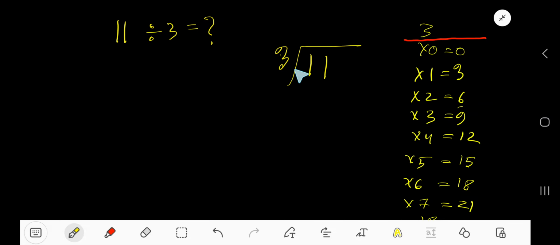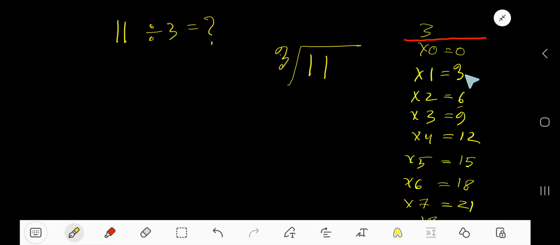11 divided by 3. Here 3 is a divisor, so we need the multiplication table of 3. 3 times 0 is 0, 3 times 1 is 3, 3 times 2 is 6, 3 times 3 is 9, 3 times 4 is 12, 3 times 5 is 15. To find the multiplication table of 3, just add 3 to the previous step.